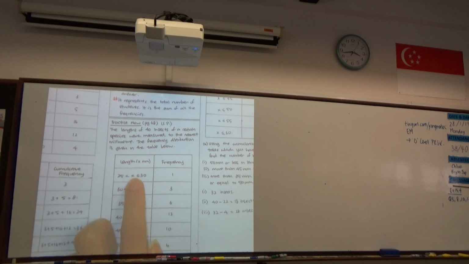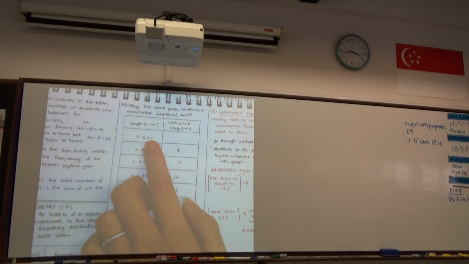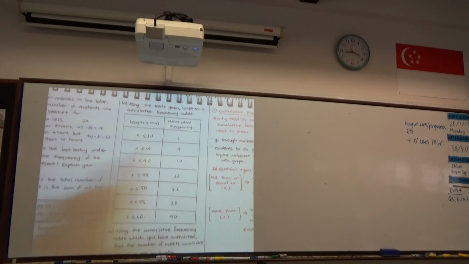So if over here they give x is more than or equal to 25 and x less than 30, if down here is a strict less than sign, then over here it will be a strict less than sign. So you just follow accordingly to what the question has given.